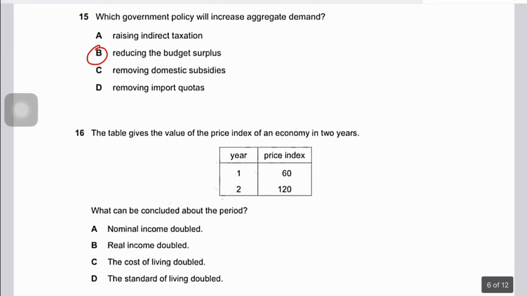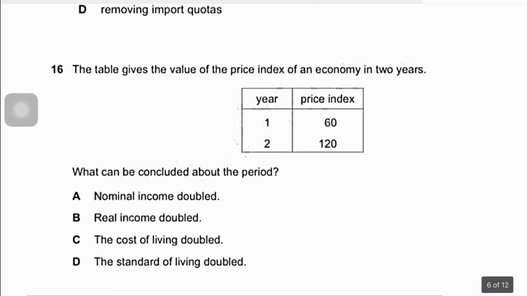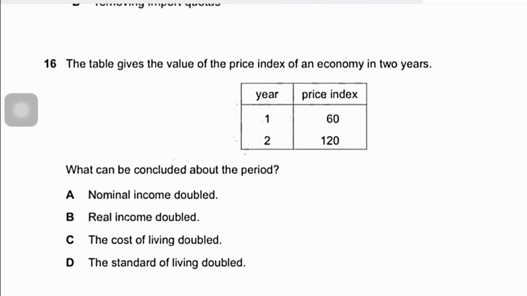The next question 16 says the table gives a value of the price index of an economy in year 1 and year 2, and we can see that the CPI has gone up from 60 to 120. It's simply telling us a doubling of the price index from 60 to 120 is a 100% increase. And so it follows that the average level of prices has doubled, which directly implies that the cost of living has doubled, which makes C the correct answer.